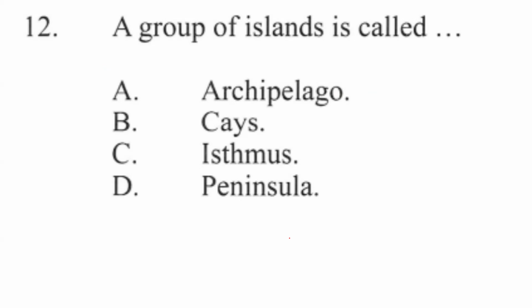Number 12, a group of islands is called: A, archipelago; B, keys; C, I don't even know what that says. Can you try to pronounce it, please? Isthmus. Yes. And the peninsula. Peninsula.